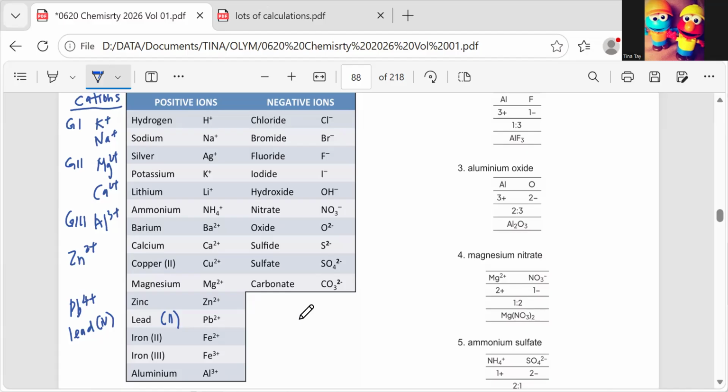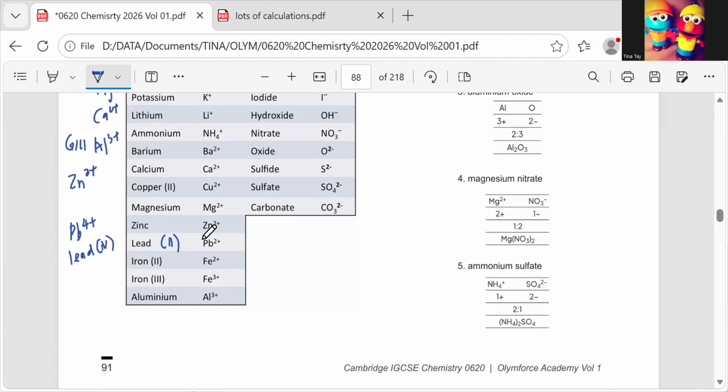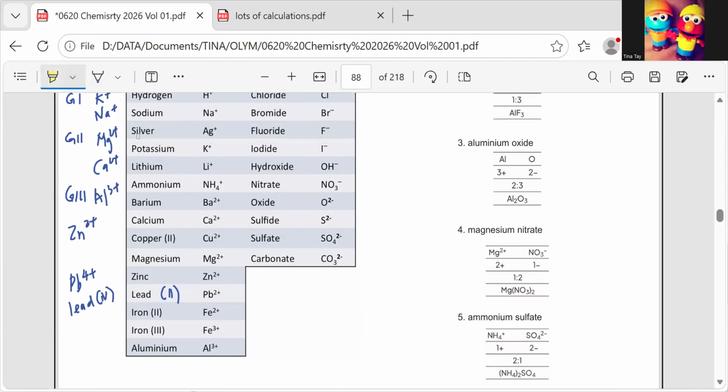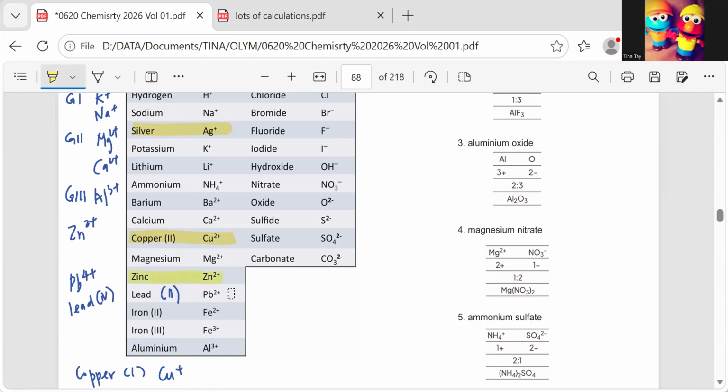You understand? So lead 4, and then iron, there is iron 2 and iron 3. What you need to notice is these are all transition metals. Silver, copper 2. There's copper 2 because there's copper 1. There is a copper 2 ion because there is such a thing as a copper 1 ion, Cu+. Like that. Zinc, lead 2, iron 2, iron 3. These are all transition metals.